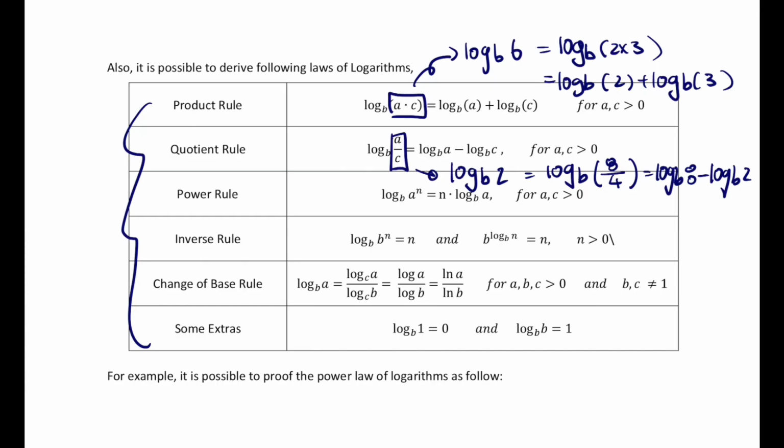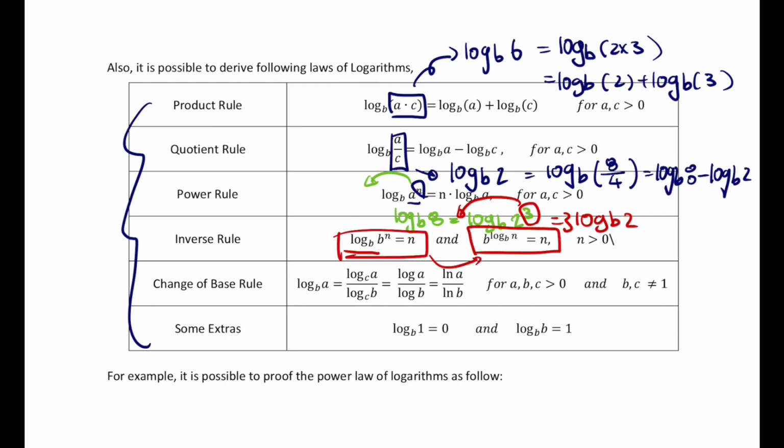The power rule. If your number has an exponent, you can move the exponent to the front. For example, if you have something like log b of 8, then 8 is the same as 2 to the power of 3, right? When this happens, 3 can move to the front, and this logarithm can be rewritten as 3 times log b 2. Okay, inverse rule: log base b of b to the power of n equals n.